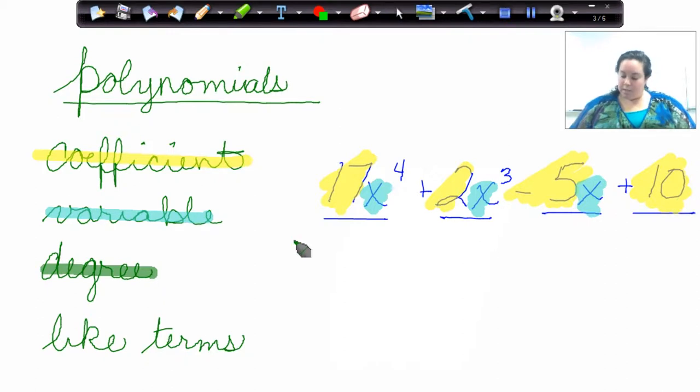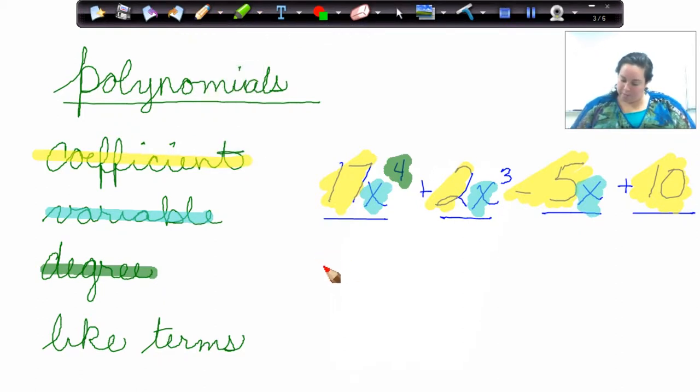But the degree of a polynomial is the largest degree. So each monomial has its own degree, but the polynomial as a whole also has a degree, and it's going to be the highest power of x. And then lastly, what does it mean to be like terms? To be like terms means that we have the same power.